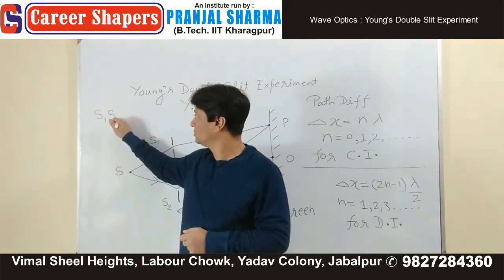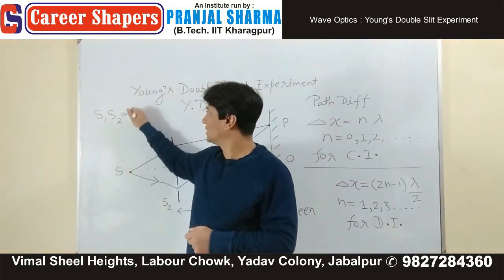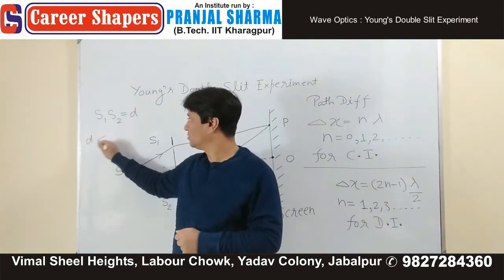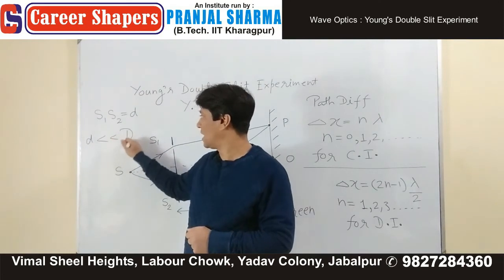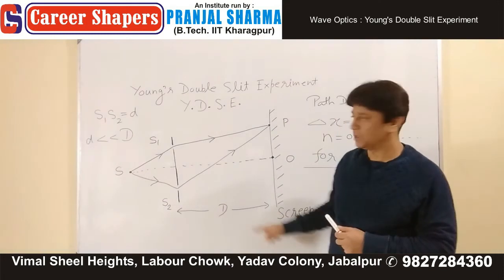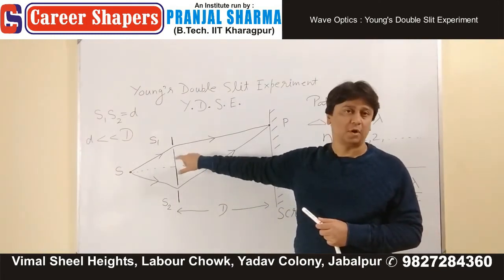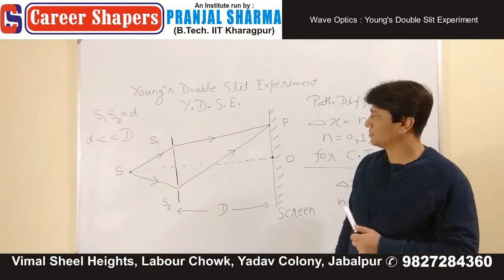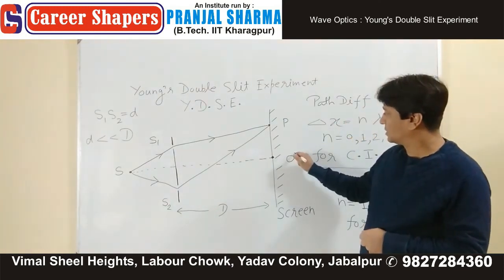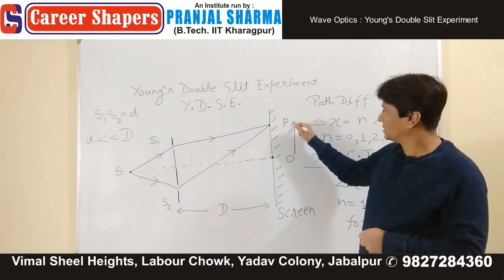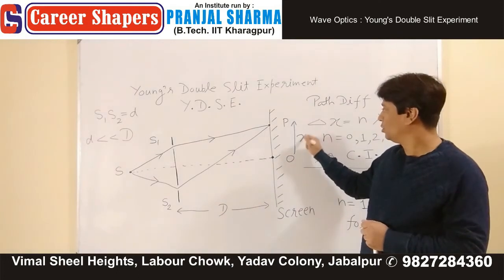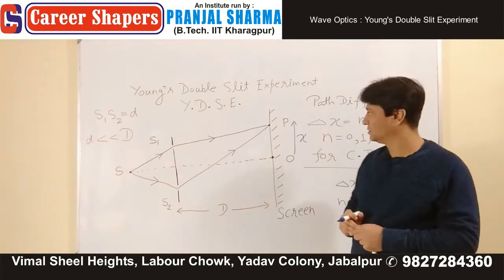S1, S2 is small d, and small d is much smaller than capital D. Capital D is very large as compared to this small separation. This is the position of point P with respect to O, which is given by X.